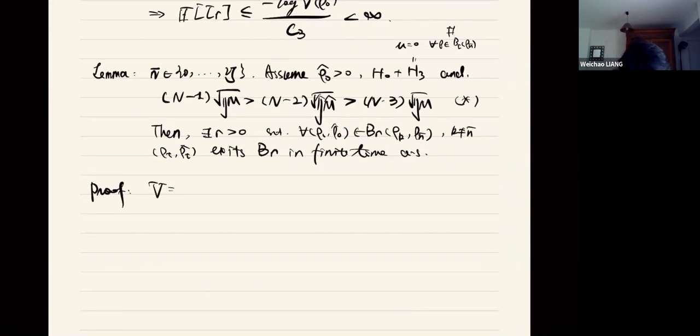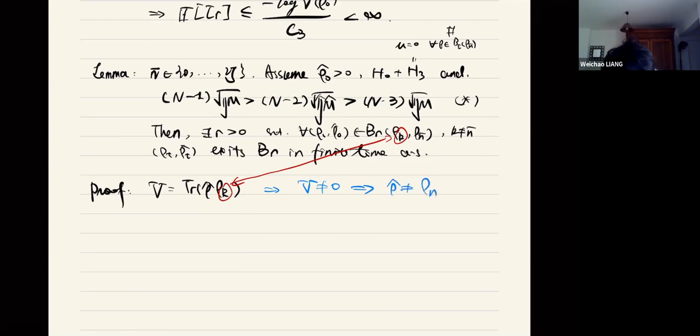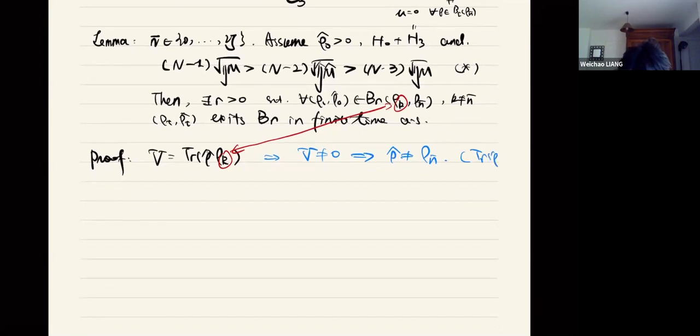The function we choose is the rho hat u k, and the k is the same k as here, which means we want to show that this Lyapunov function cannot equal 0. If this cannot equal 0, then the rho hat cannot equal rho n bar, because the trace of rho hat equals 1. If the kth element on the diagonal is not equal to 0, then rho n bar cannot equal 1.